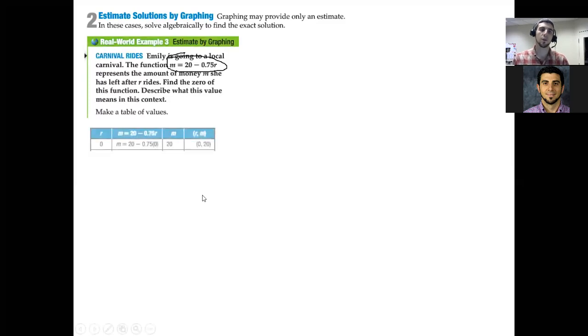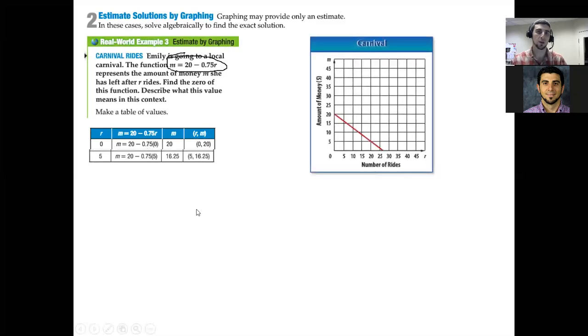So if we make a table of values, all right, let's start off with zero. She doesn't ride any rides, okay? She's gonna have $20 left. And then if she rides 5 rides, this is how much she has remaining. And then we can graph the related function. Now again, you only need 2 points to graph. It might be helpful to get a couple additional points.